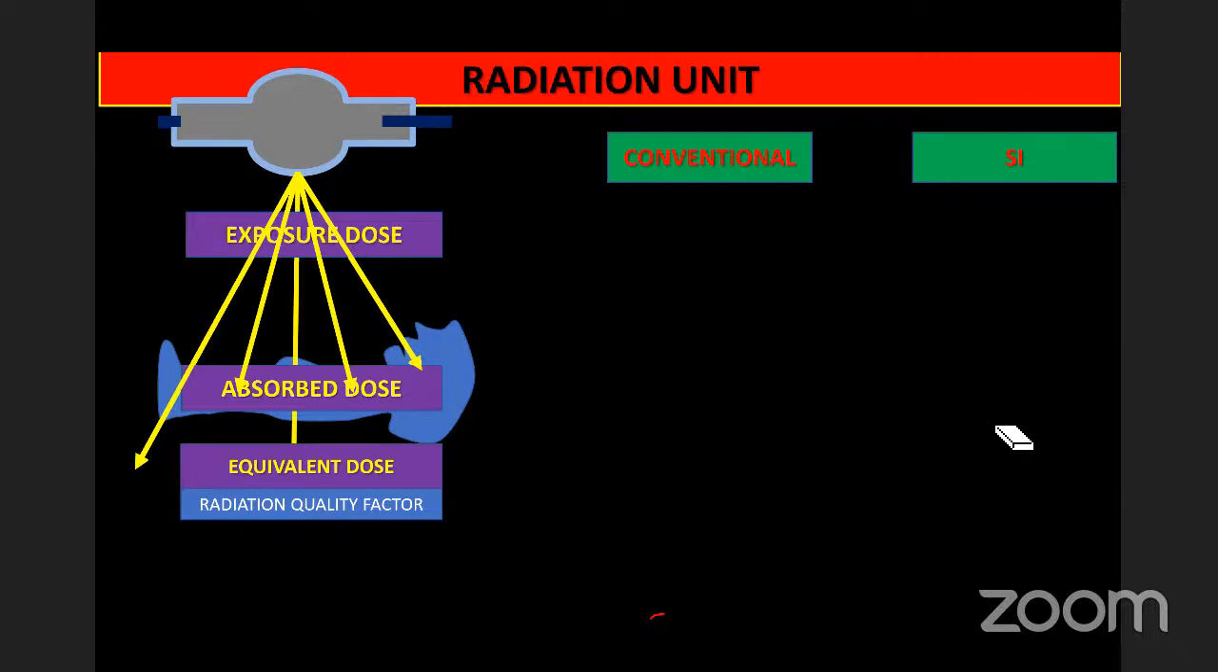What else will multiply? These are the main things which multiply. So broadly, I just gave you an idea about everything. Now why am I talking about all this when I'm talking about the radiation units?